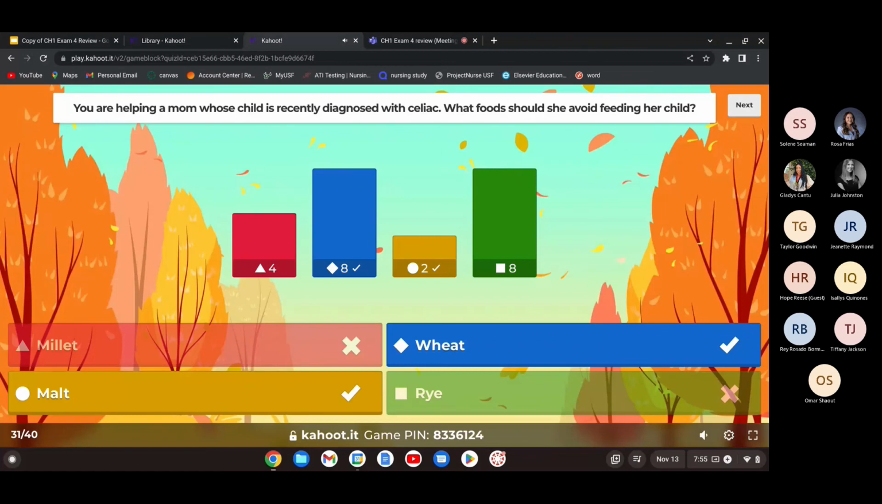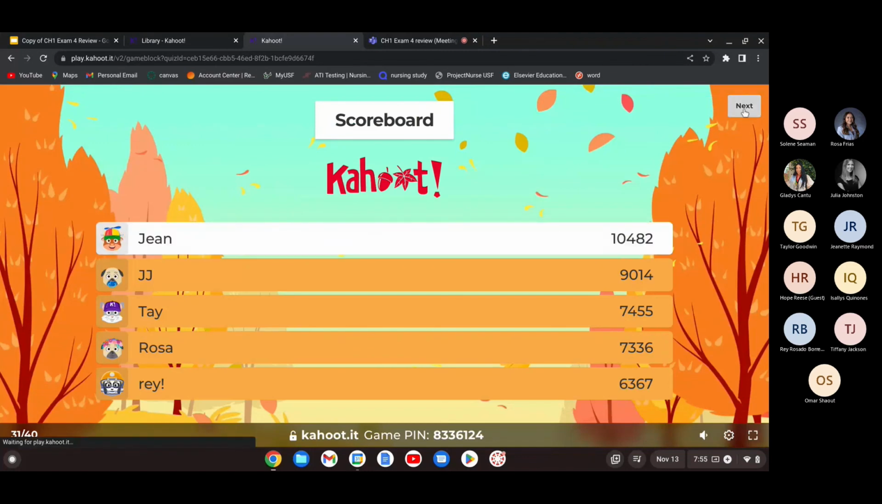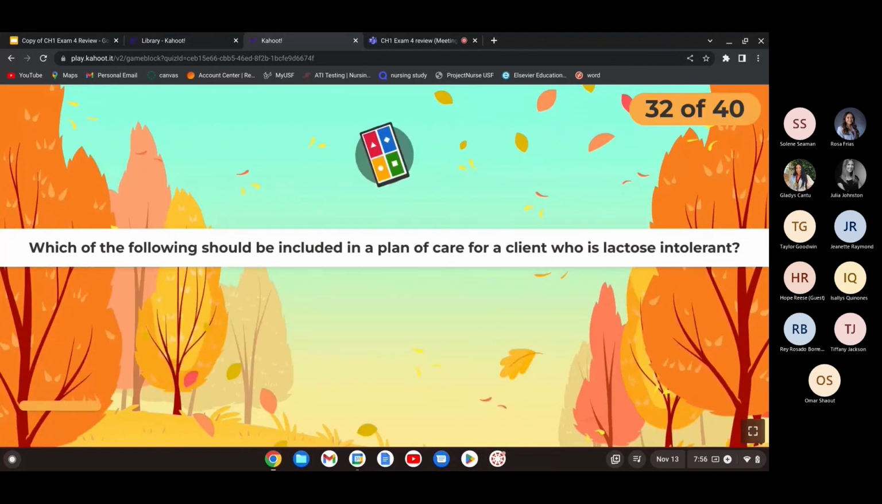Awesome. So we want to, I'm sorry, this should also include rye. I don't know why I didn't select it, but you want to avoid wheat, malt, and rye. Millet is actually a seedless grass, so it has no gluten in it. It's like a vegetable, sort of.